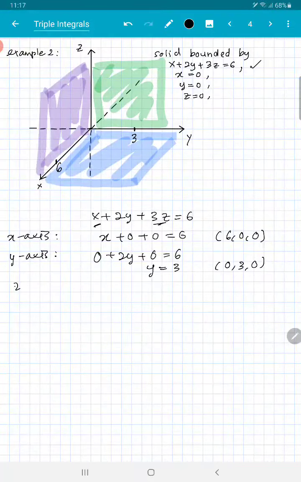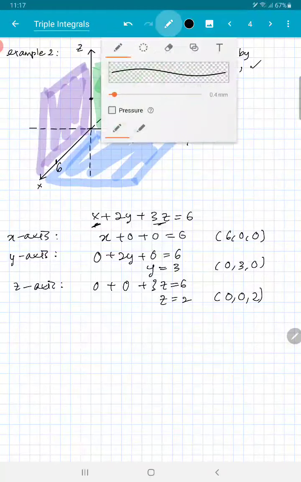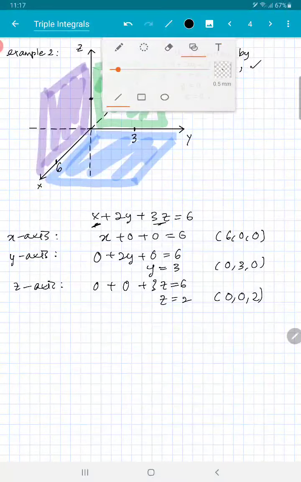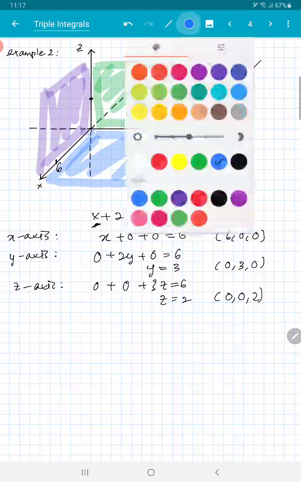And then we need the intersection point on the z-axis. On the z-axis, x and y are 0. So here x is 0, y is 0, and we have 3z equals 6. So from there we get z is 2. So we have another point, x 0, y 0, z 2. So probably here. And then you just connect the three points to get our plane.